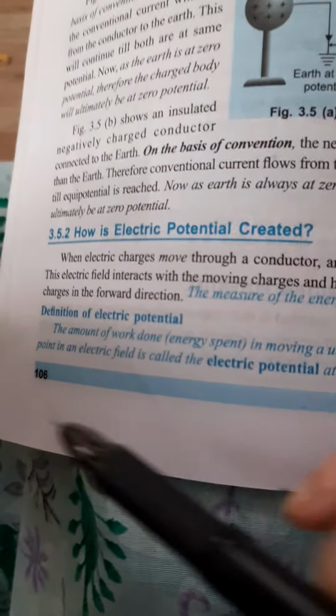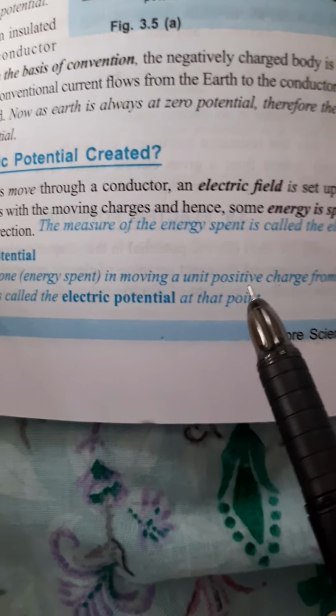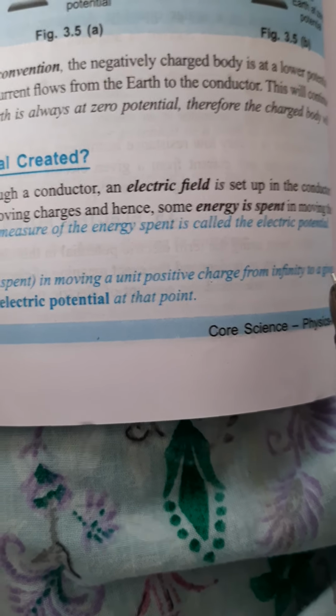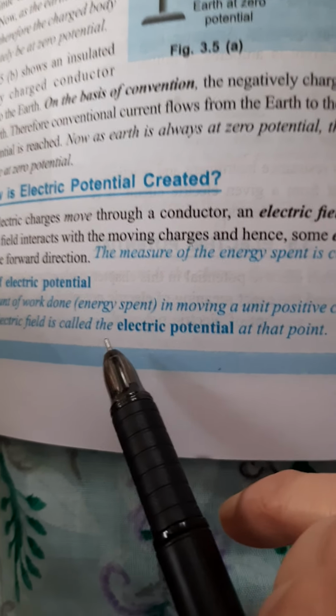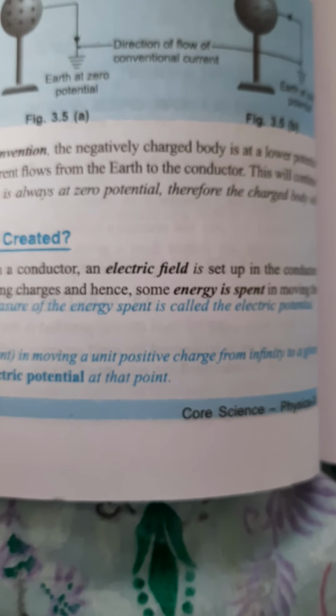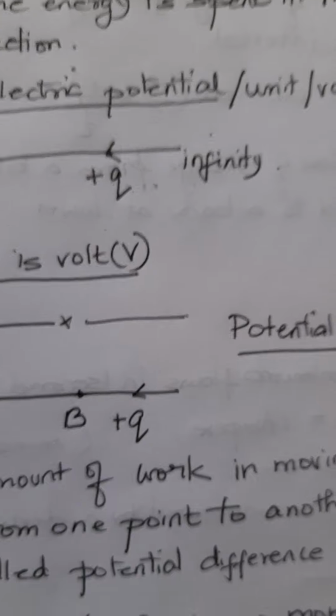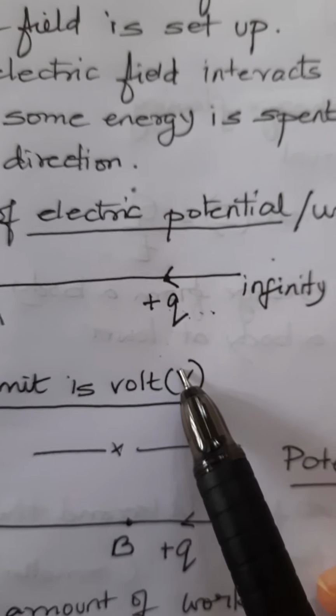The definition is given here in the textbook: the amount of work done in moving a unit positive charge from infinity to a certain point in an electric field is called the electric potential at that point. Now the unit of electric potential is called 1 volt.